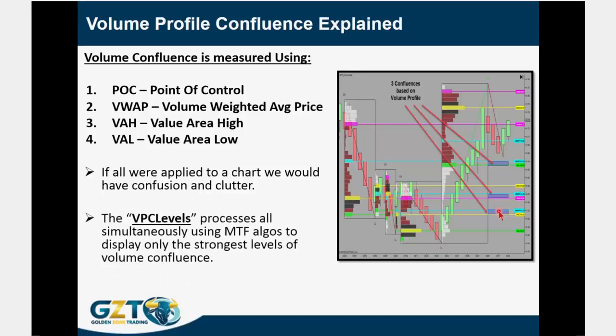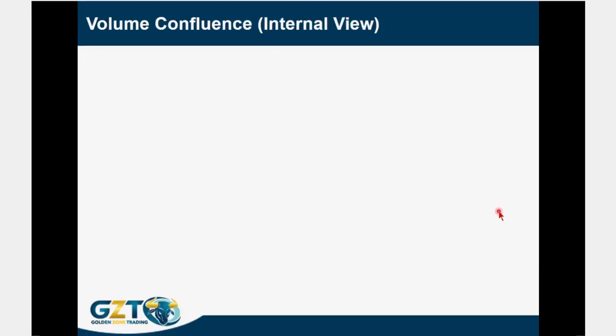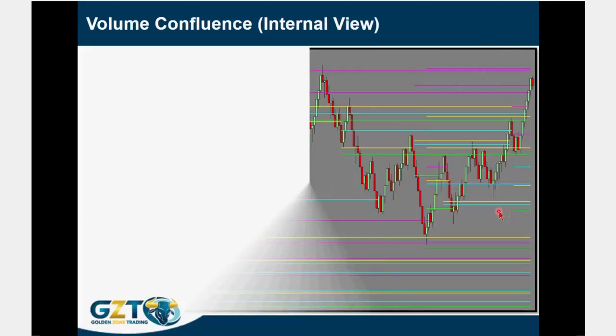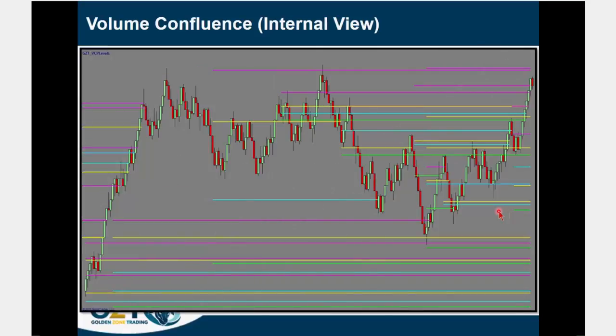So let's move on to the next here. And so the internal view. If we were to actually look at the internal view as to how all this is calculated, this is an example. And if we go through the color scheme, what we have is value area high, which is the purplish looking pink color. The yellow is the point of control. VWAPs are blue. Value area lows are green.